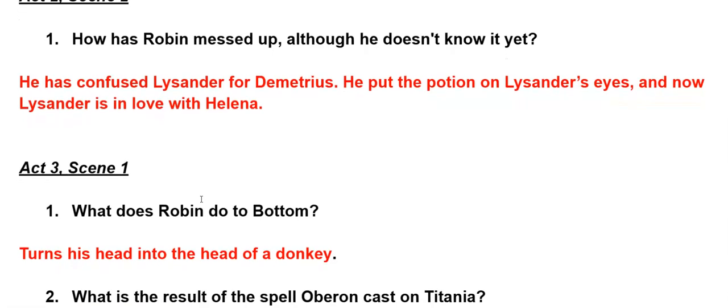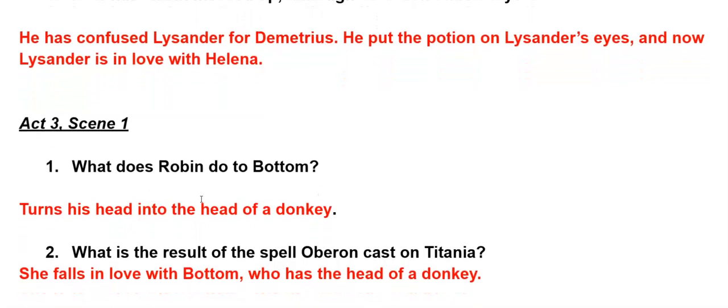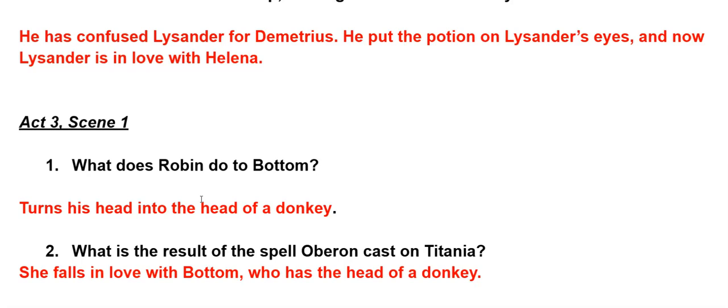What is the result of the spell that Oberon cast on Titania? It just so happens that when she wakes up, the first living thing that she sees is Bottom, who has the head of a donkey, and so that is who she falls in love with.